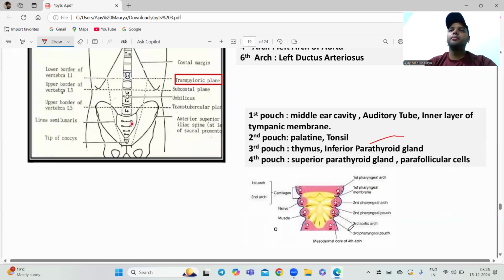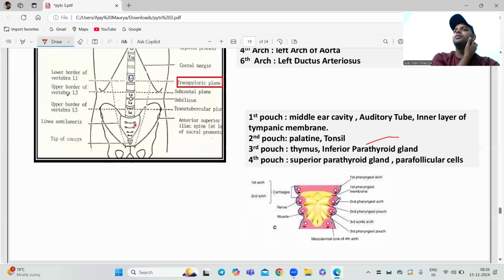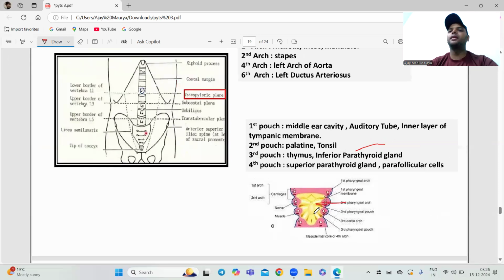Please also remember, guys, they may give this image and mark the organs, asking what structures arise from this layer. Okay? Just remember that.